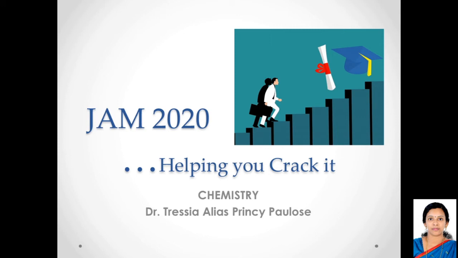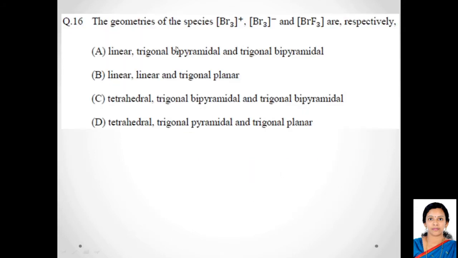We'll solve question number 16 to question number 20 of the JAM 2020 chemistry question paper. Let's start with question number 16. The geometries of the species, the tribromonium cation and the tribromide ion and the bromine trifluoride species are. So there are three bromine species given and we have to find their geometries.